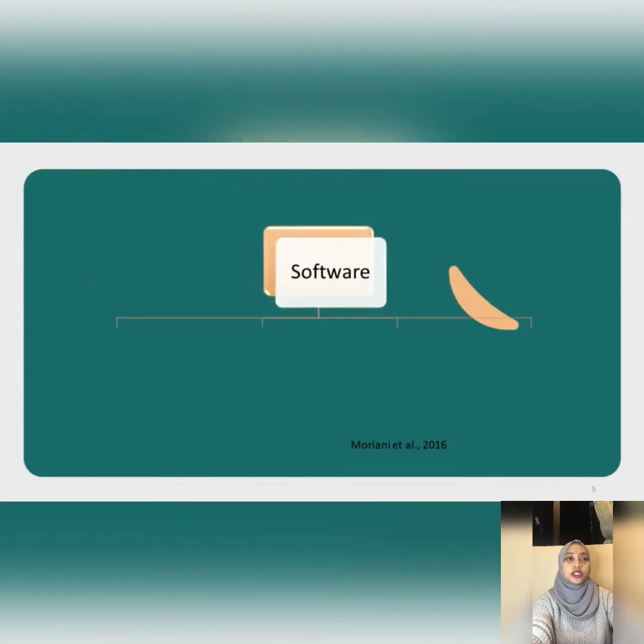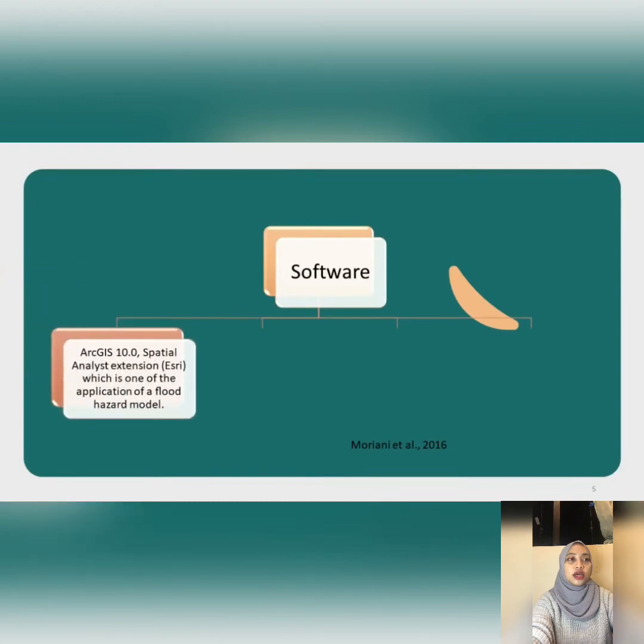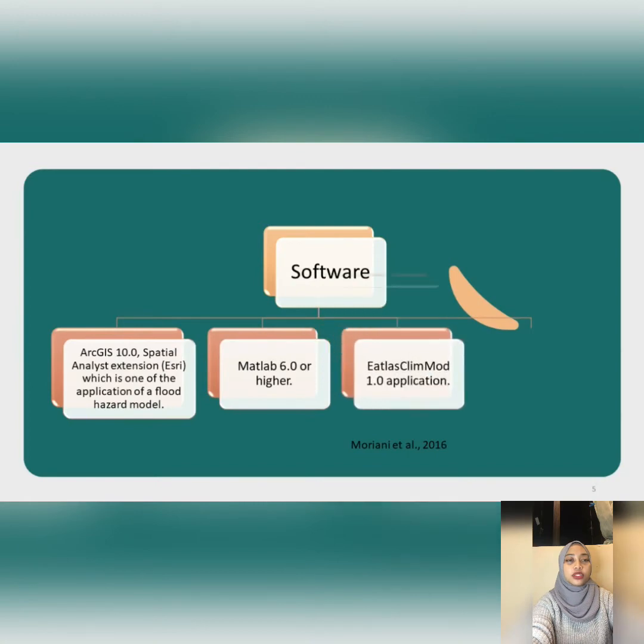The implementation of methods and processes described just now requires the following software, which are ArcGIS 10.0 Spatial Analysis Extension ESRI, which is one of the applications of a flood hazard model, MATLAB 6.0 or higher, the ITLAS Clean Mode 1.0 application, and S+ 6.0.